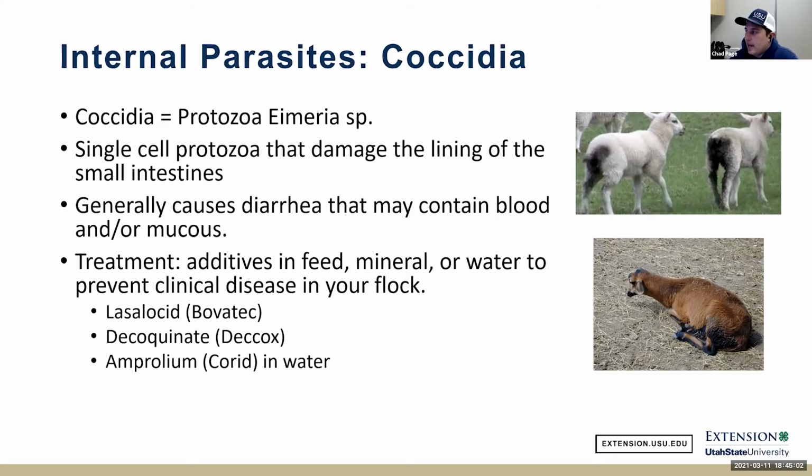Our lambs are especially susceptible, and sometimes our older ewes are susceptible to Coccidia, so some of the best treatments we can have, and we can use a variety of different ways to treat this. We can use additives in our feed, or a mineral, or even our water. So depending on your setup, you can choose which one works best for you. There's Bovatec, and decoquinate, or Deccox, works really well mixed into a free choice mineral, and then a Corid that you add into water, and then always follow the directions. And if you're trying to do something off label, make sure you talk to your veterinarian before you do that.